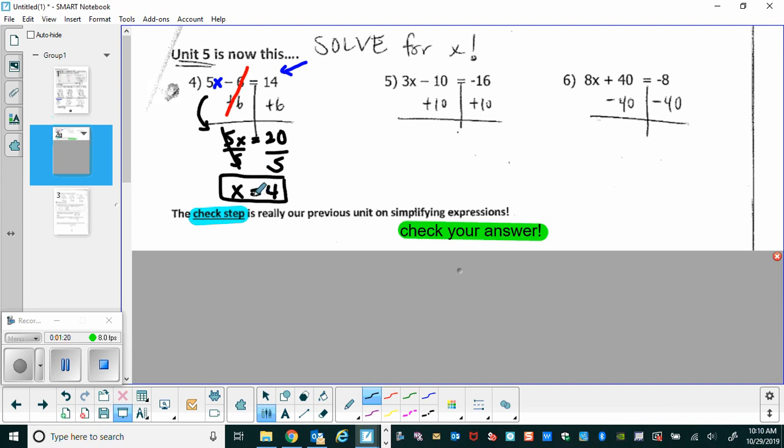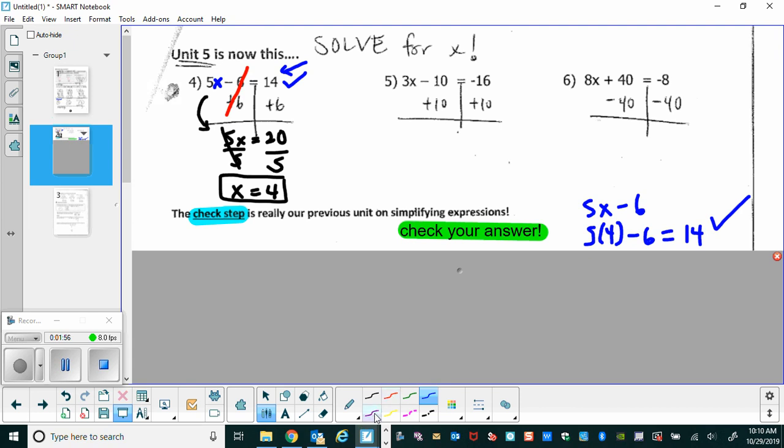Now on your homework, you're going to have to check. And the check step is just in your previous unit of simplifying expressions. So if this says to check your answer, you've got your 5x minus 6 was the expression, and we now think x is 4. So you're simply going to plug it in. You're just going to plug in your answer. And 5 times 4 is 20. And then when we take away the 6, we do get 14. And that is the answer that we were supposed to get. Okay? So when you're checking your answers, all you're doing is just showing the work where you plug it in and it gets the total that you were supposed to get.